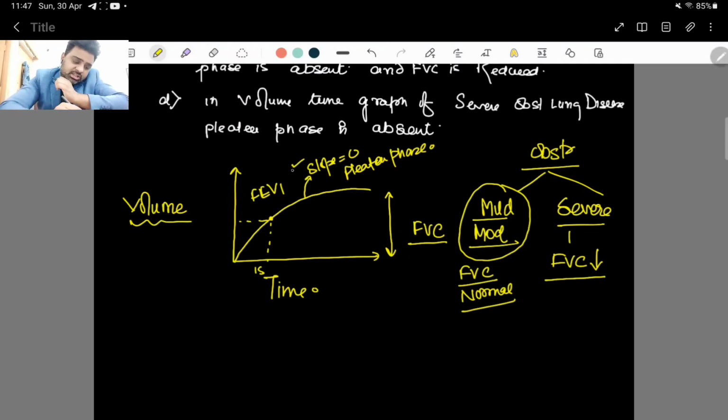Second point, this plateau phase has a tendency to shift rightwards as the obstructive lung disease becomes severe. The more severe the obstructive lung disease, the more rightward shift of the plateau phase there will be. And a very important point, in severe obstructive lung disease, this plateau phase will not be present. That means the slope will never become zero. The graph will be slowly moving upward. So this is a very important point.